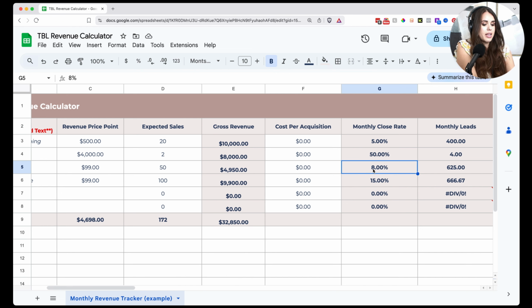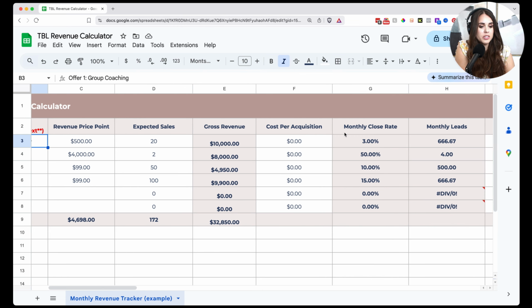Same thing here. Let's say that I increase from 8% to 10%. Now I only need 500 people. And maybe you want to decrease a percentage. So if I go with 3% versus 5% on this coaching service here, then I need more leads than I initially had with 5%. So that again starts informing your entire marketing strategy: this is what the numbers need to look like every single month.